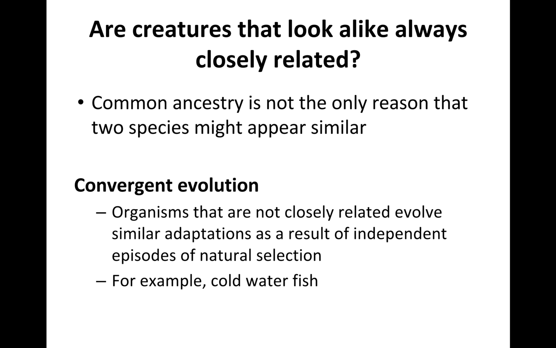So, for example, the cold water fish and perhaps a dolphin. A dolphin is a mammal. Fish are obviously fish. And they have similar features that allow them to live in similar environments, such as water. Dolphins have fins, fish have fins, however, they're not made of the same material, and that's what's called convergent evolution. They have similar structures, but they didn't evolve from a common ancestor.